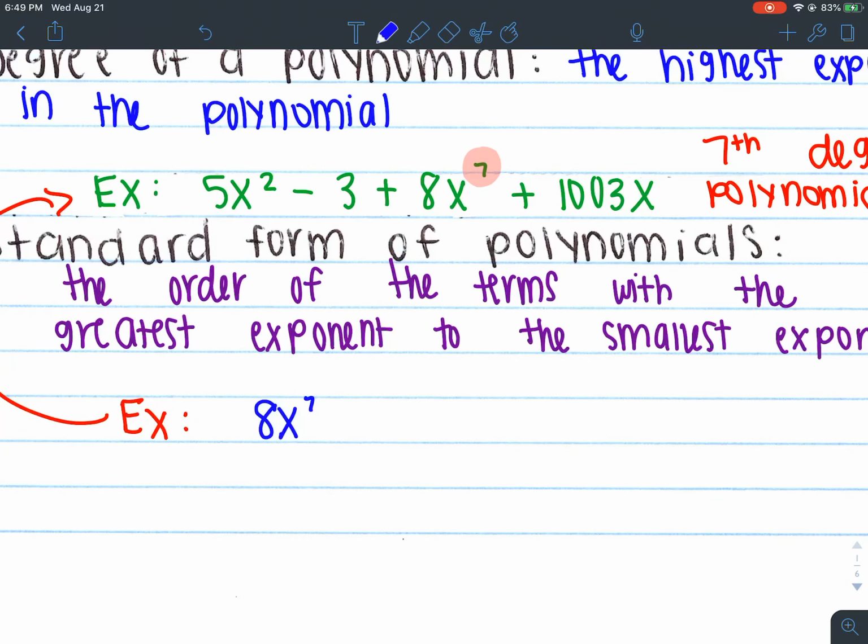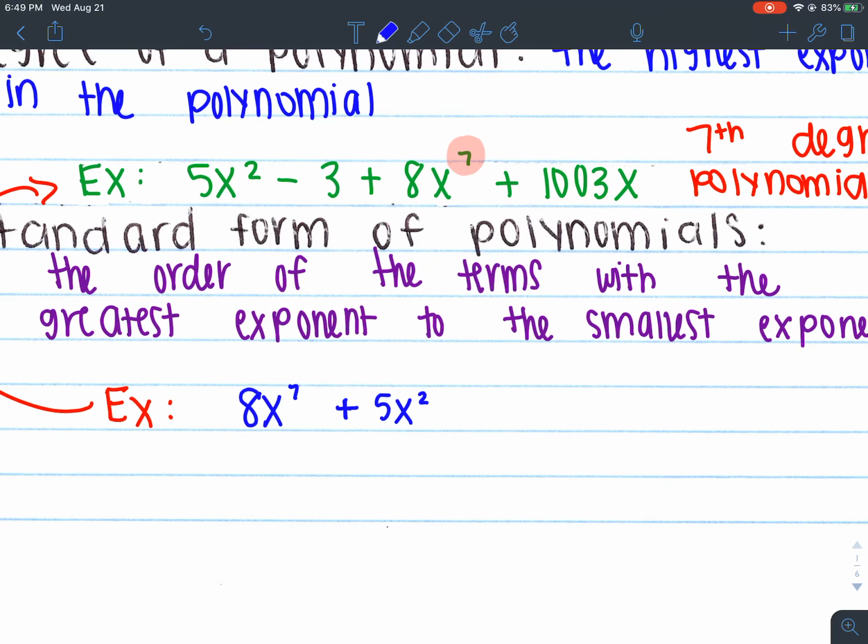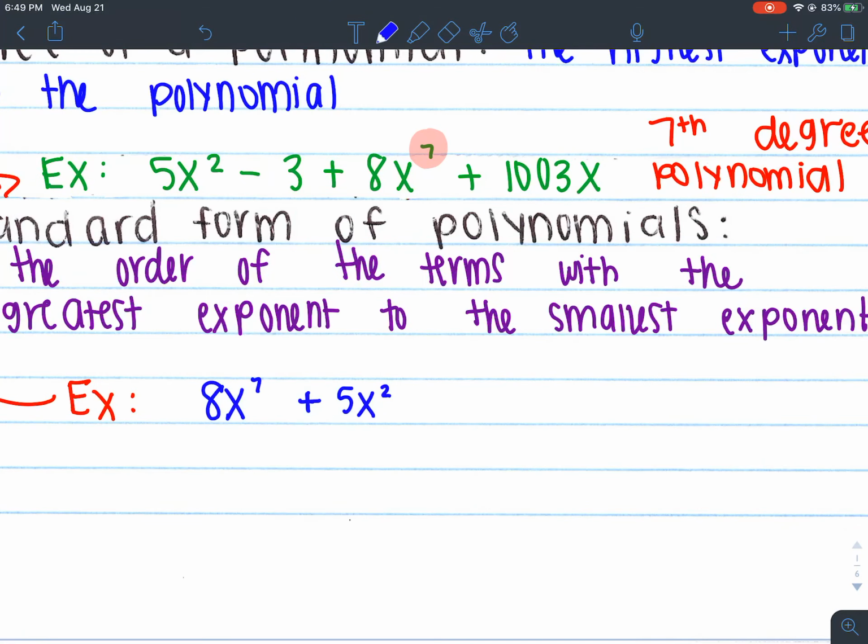Okay, well, what's the next term? Well, the next term is going to be 5x squared because that's the next highest exponent. And that's a positive 5x squared. So there's a plus sign in front of that. Okay, then I have plus 1003x.